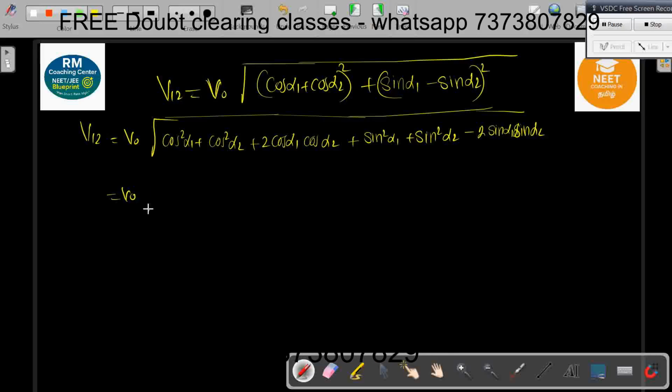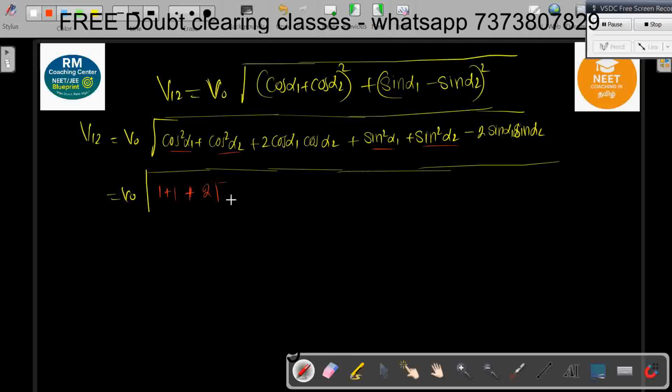Let's cancel out and simplify. Here cos squared alpha 1 plus sin squared alpha 1 is going to be 1. Cos squared alpha 2 plus sin squared alpha 2 is going to be 1. Then 2 cos alpha 1 cos alpha 2 minus 2 sin alpha 1 sin alpha 2. So I take 2 as a common: cos alpha 1 cos alpha 2 minus sin alpha 1 sin alpha 2.